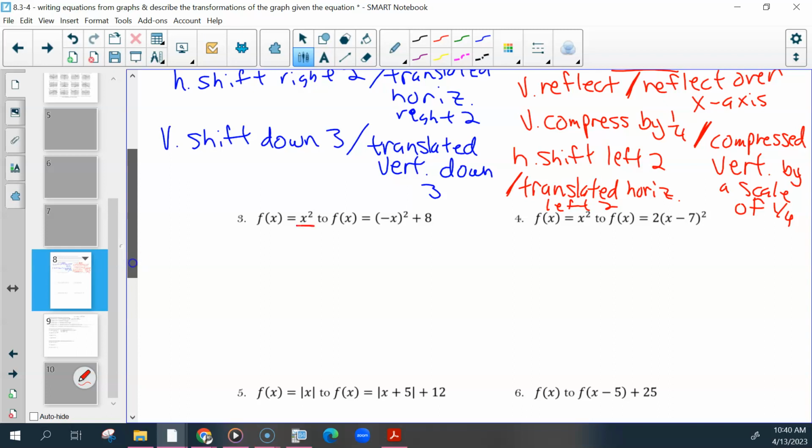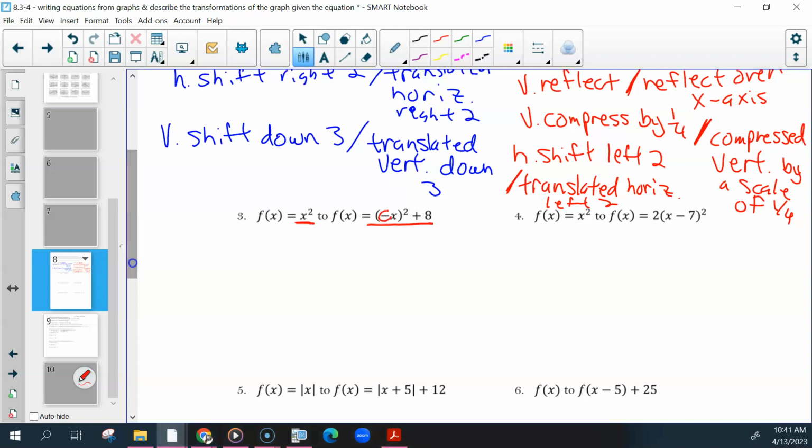Looking at the original and comparing it to the new function, what new things do you see that the original didn't have? The negative. What else? Plus 8 at the end.